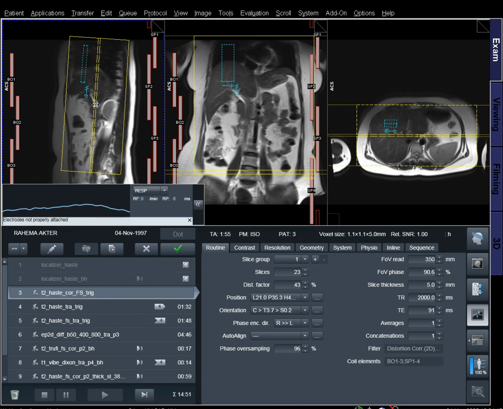Establish an appropriate angle in the sagittal plane, aligning it vertically across the liver. Ensure that the slices adequately cover the entire liver, extending from the anterior abdominal wall to the erector spinae muscles.